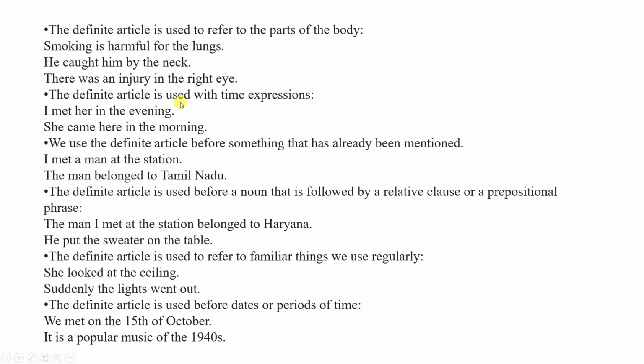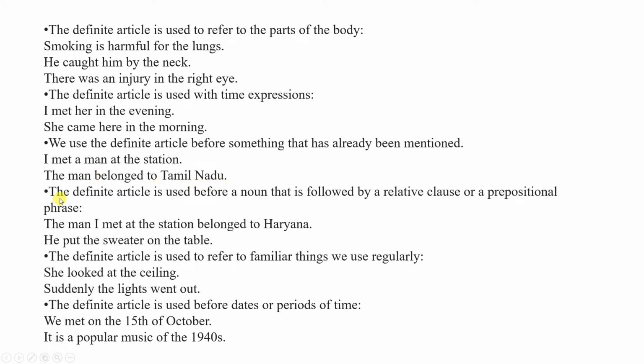The definite article is used with time expressions. I met her in the evening. So I am telling a specific time, a particular time. We use the definite article before something that has already been mentioned. For example, I met a man at the station. Now already we are informing in advance that I met a man at the station. The man belonged to Tamil Nadu.